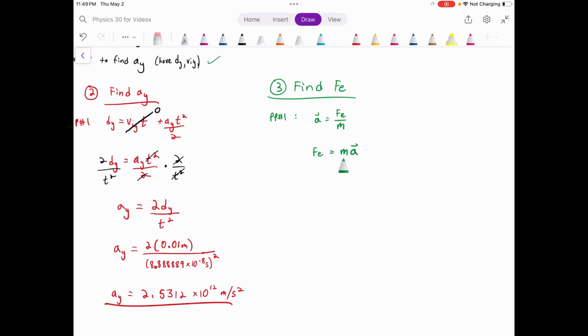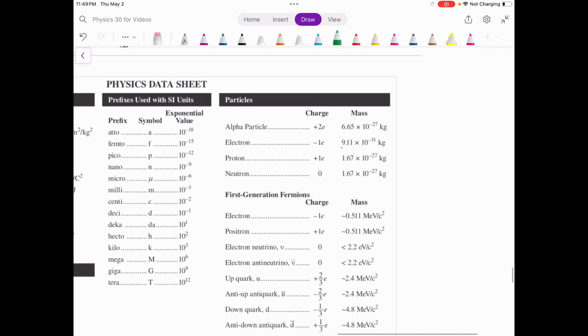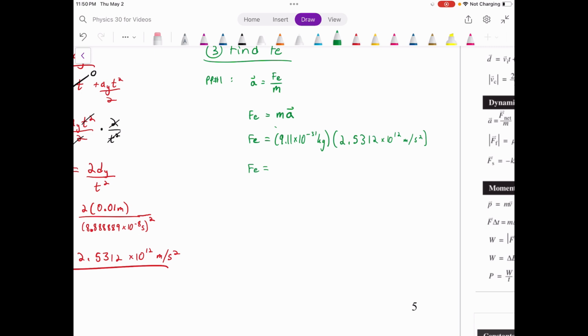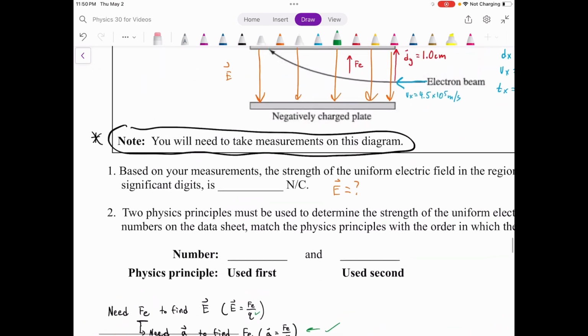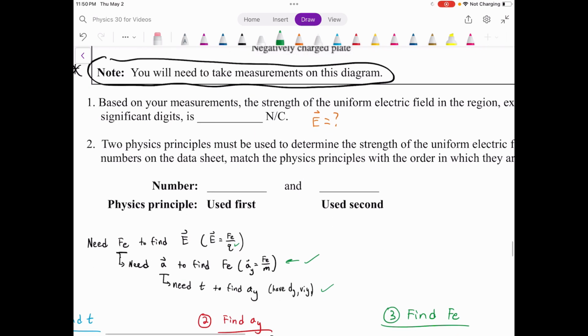We found that. So we have the mass of an electron. It is on the back of our formula sheet, right? 9.11 times 10 to the negative 31 kilograms. So here we go. Multiply that mass by the acceleration we just found in the previous step to get that it must have been experiencing a force of 2.3059 times 10 to the negative 18 newtons. And we're so close now, right? If we know the force that an electron felt, and we know the charge of an electron, we can figure out what the strength of the electric field it was in must have been.